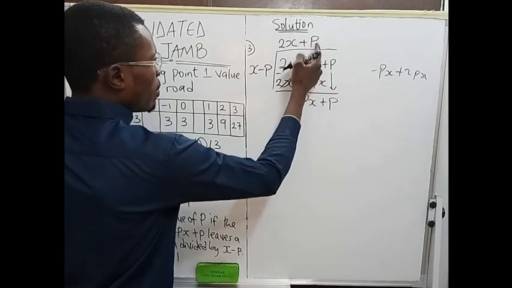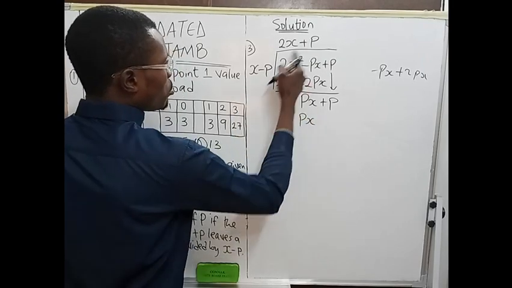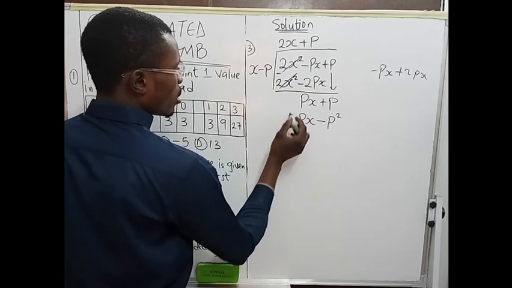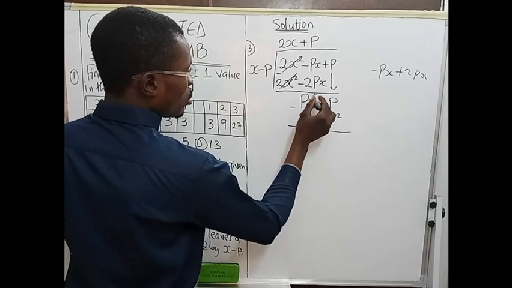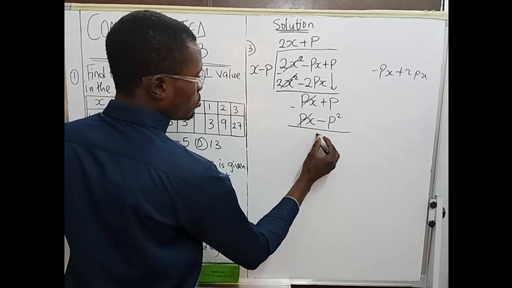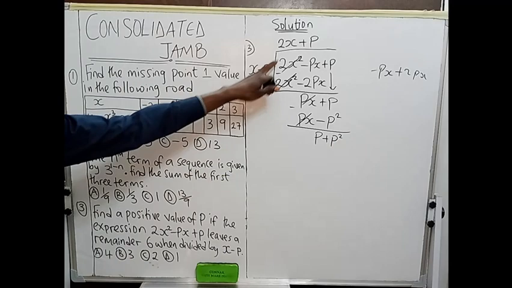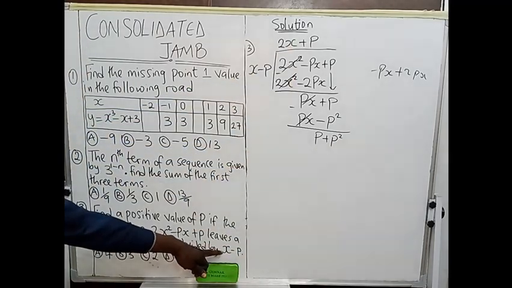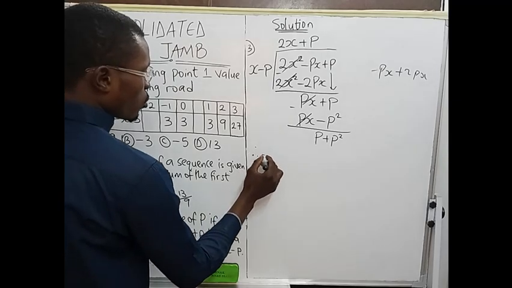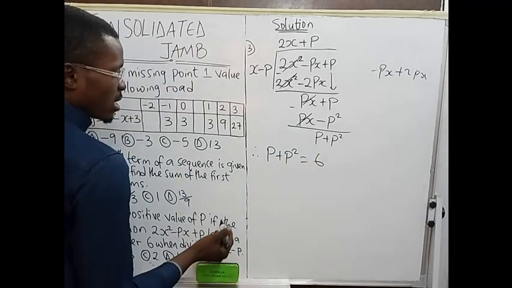x into px is plus p. P times x, we have px. P times minus p is minus p squared. We subtract, this goes. What do you have now? P minus minus p squared, you have p plus p squared. So when you divide, you have this, and this is the same as the remainder. So we equate this to 6. Therefore, we have p plus p squared equals 6.